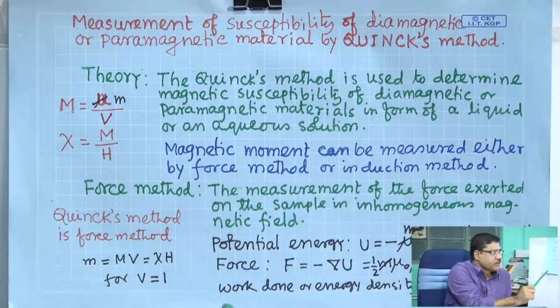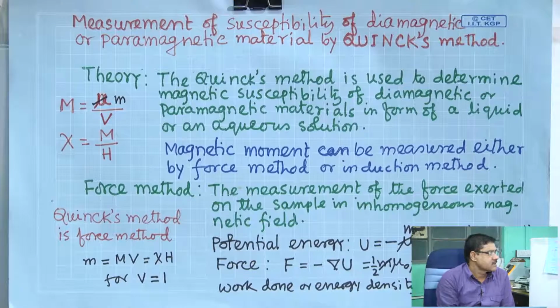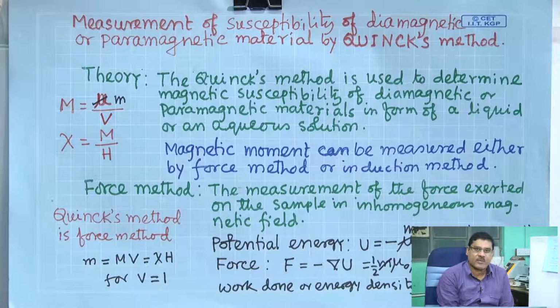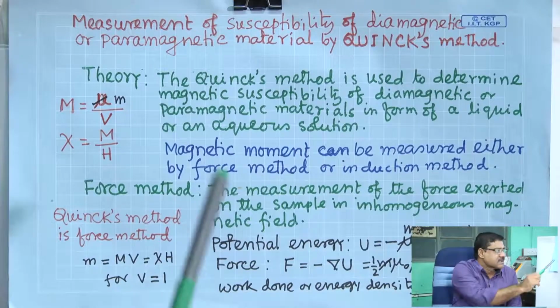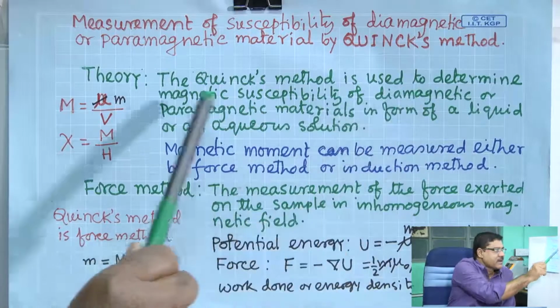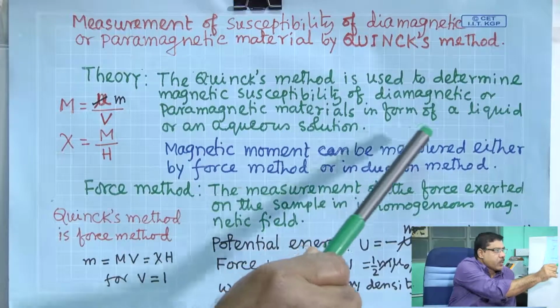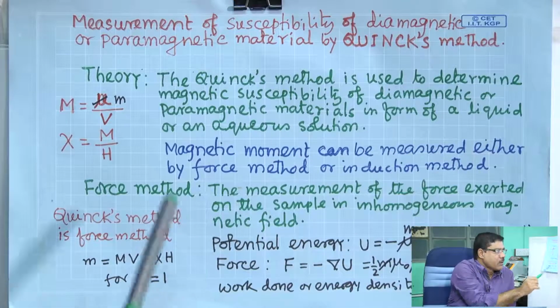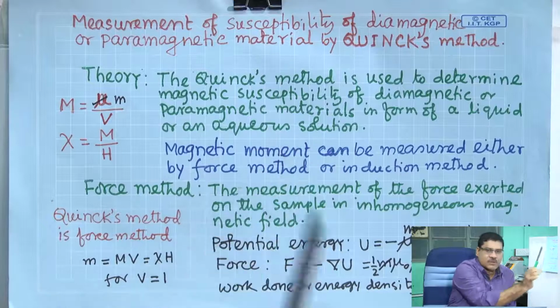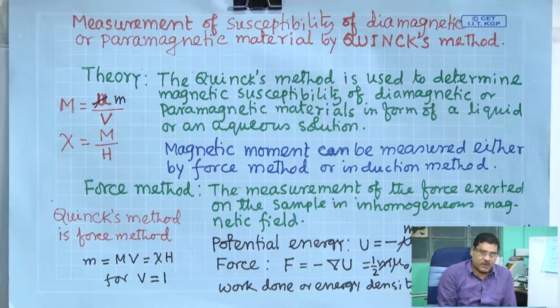The theory of this method one should understand properly. Quincke's method is used to determine the magnetic susceptibility of diamagnetic or paramagnetic materials in the form of a liquid or an aqueous solution. So, you have to prepare a solution of the magnetic material which you want to study. Using that solution we perform the experiment.